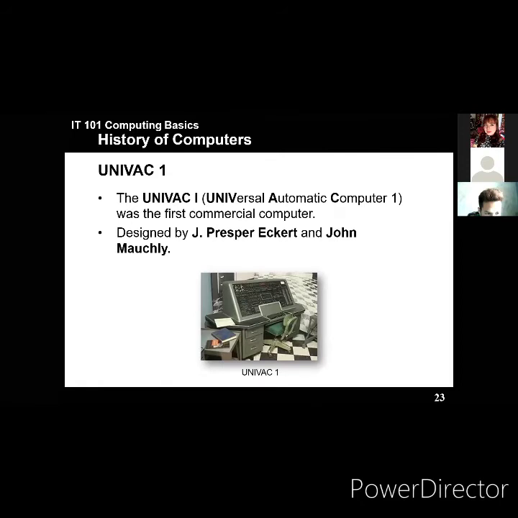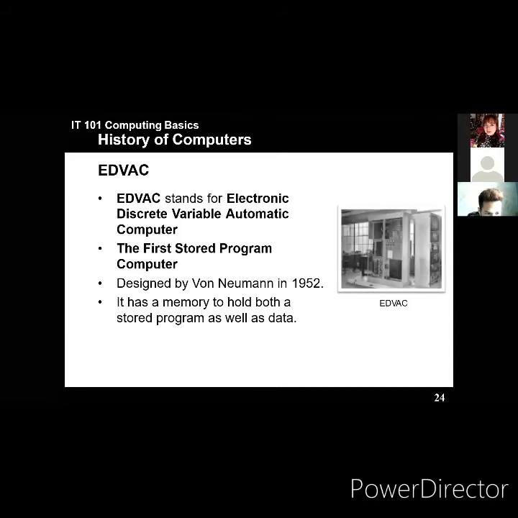The UNIVAC 1, which is the Universal Automatic Computer 1, was the first commercial computer designed by J. Presper Eckert and John Mauchly. Again, siya rin yung nag-create ng ENIAC, siya rin yung nag-create ng UNIVAC. So UNIVAC is the first commercial computer. It means na pwede na pong bumili sa market ng computer. Pero ang nakakabili lang po, of course, yung may mga pera kasi mahal.